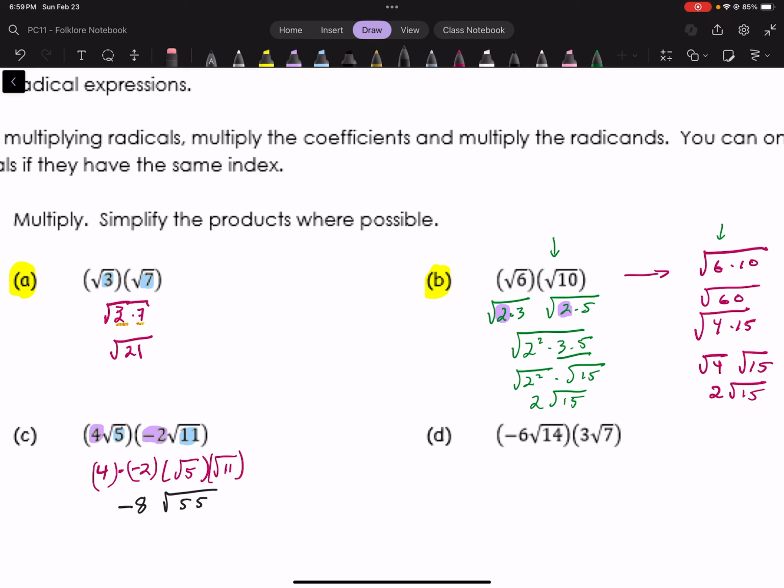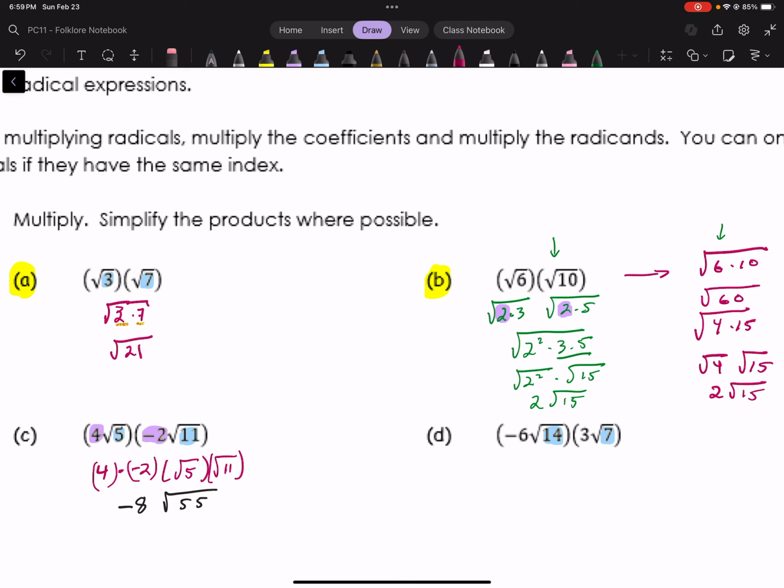Now, what's interesting here, I hope that you're able to see that the radicands of 5 and 11 don't share any common factors. 55 does not have a perfect square that is a factor of it. So you can't simplify it. Now, if I take a look over here, and if I just plan a little bit ahead, and I ask myself 14 and 7, I believe those share a common factor of 7. So that's actually going to be really helpful.